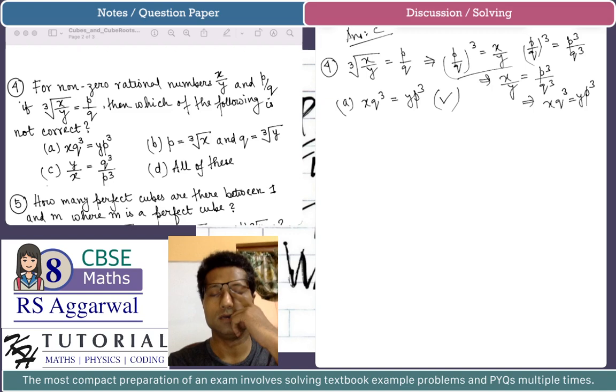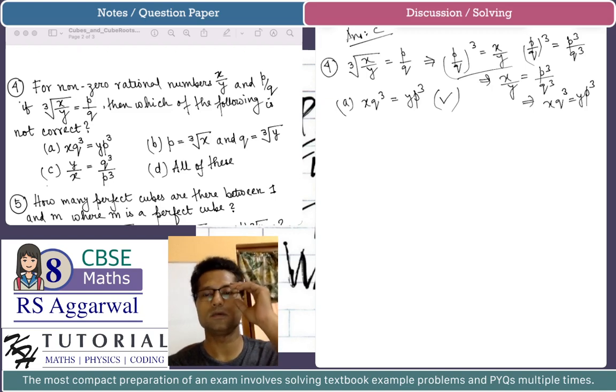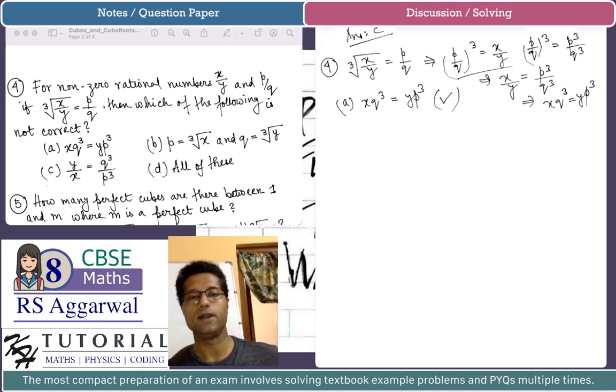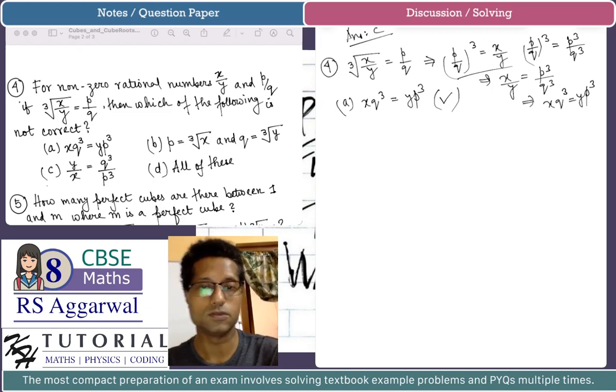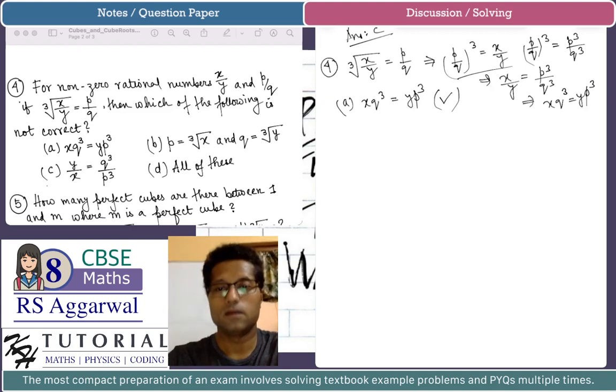That is, the equality statement is correct, that is, x cube is equal to y p cube. So this is not an incorrect statement. We have to select the choice which is not correct. Okay, so let's see what B is.